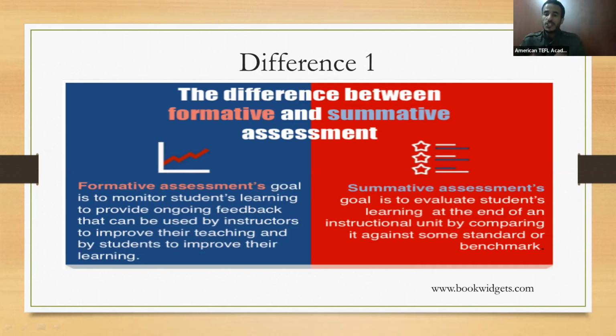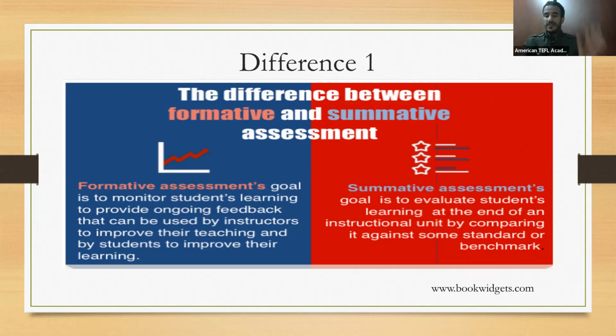And here the teacher will monitor students by giving them feedback. Very good job, wonderful, great. Now, summative assessment's goal is to evaluate students' learning at the end. So formative during, but summative at the end, sorry. At the end of an instructional unit by comparing it against some standard or benchmark.